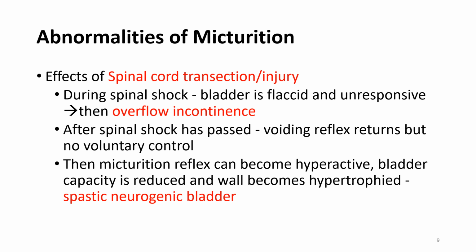Next is effects of spinal cord injury. In the first stage, during the stage of spinal shock, the bladder is flaccid and unresponsive. Then there is overflow incontinence. After that stage, when the spinal shock has passed, the micturition reflex returns, but there is no voluntary control over the micturition reflex.